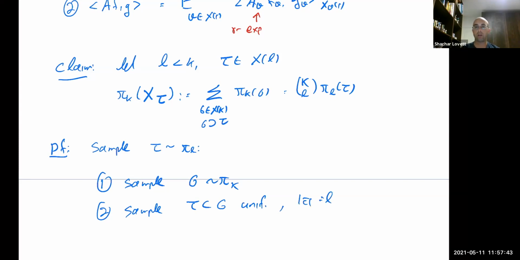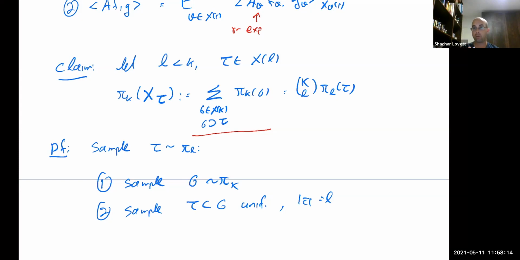And I'm saying, well, what's then the probability of seeing tau? Well, we should first sum over all the probabilities of all the K faces that contain it, which is going to give us this expression. But then, given that we chose sigma that contains tau, the probability that we actually sample tau is completely uniform over all the L subsets of the sigma. So we're going to divide by K choose L.